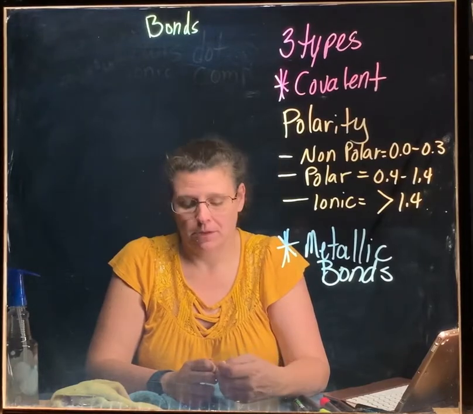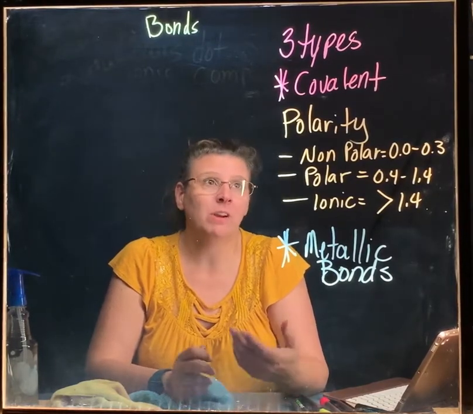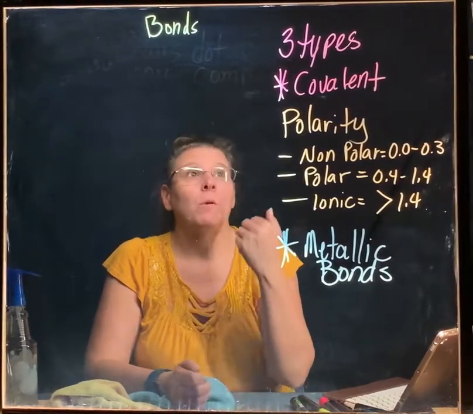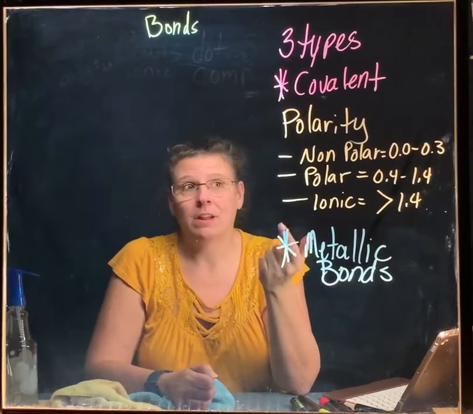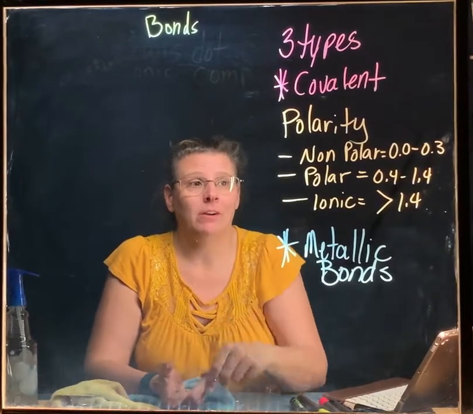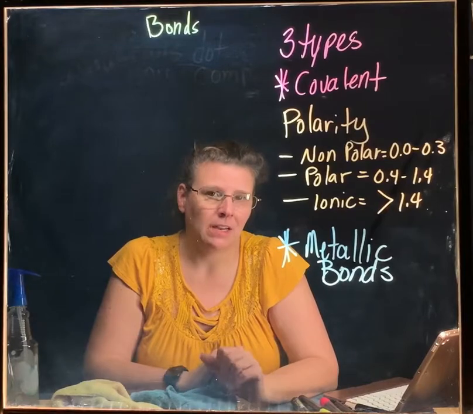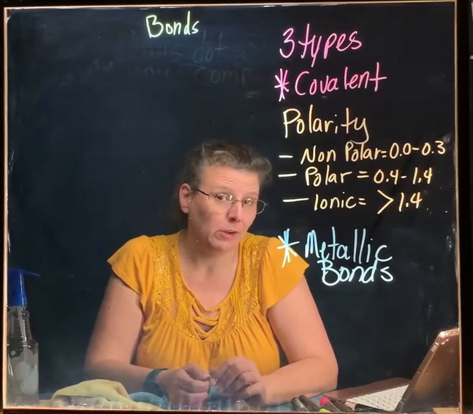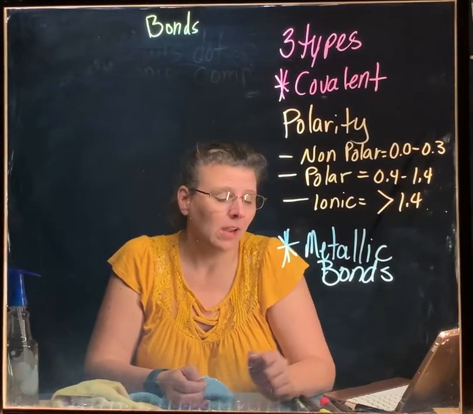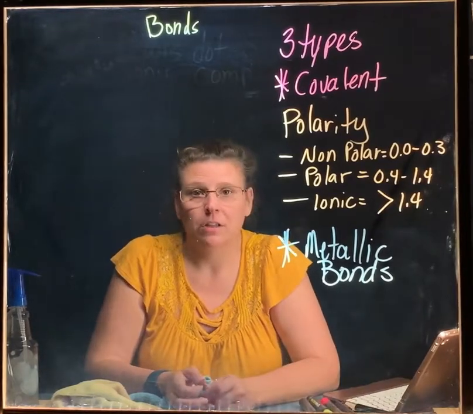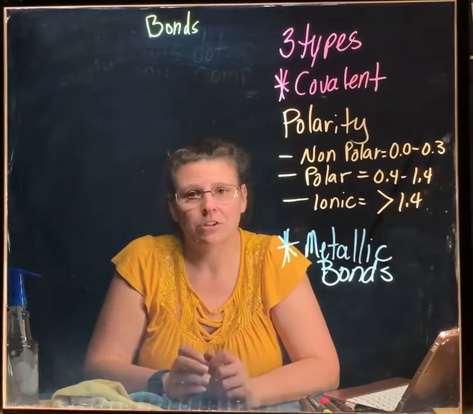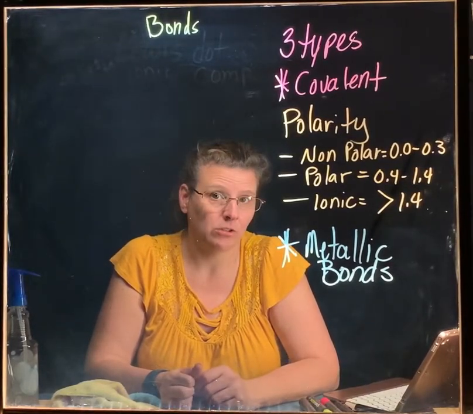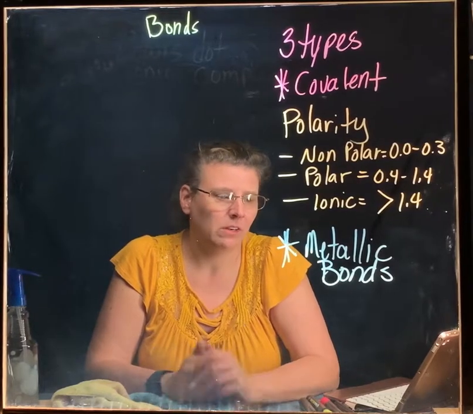Covalent bonds. So let me take a step back. What we're going to talk about in here is again covalent bonds, how to find polarity, and then I want to talk about metallic bonds. There will be a third video because I can't figure out how to put it on here, but it is going to be on how to do Lewis dot structures again. Then we'll get into another video after that.